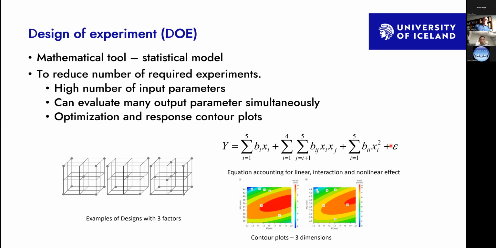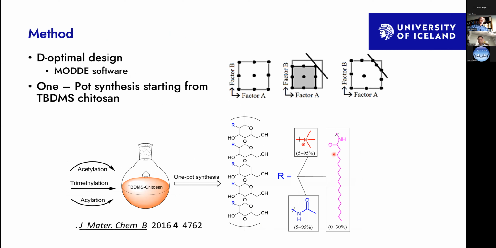And to reduce the number of experiments, we used the design of experiment approach, where we try to make a statistical model of the results, which is like the first and second degree, and also the interaction between different parameters that we are trying to investigate. In this method, we used, and we make this derivative in a one-pot synthesis.